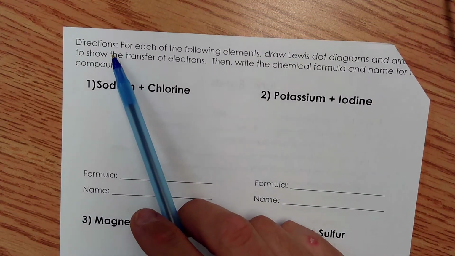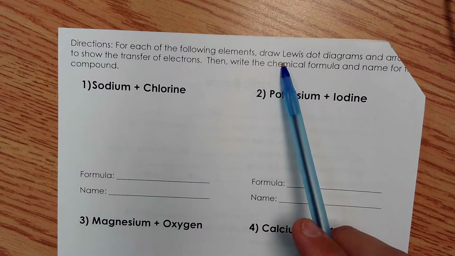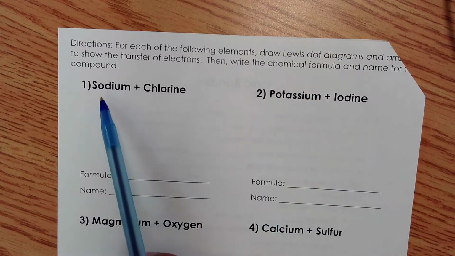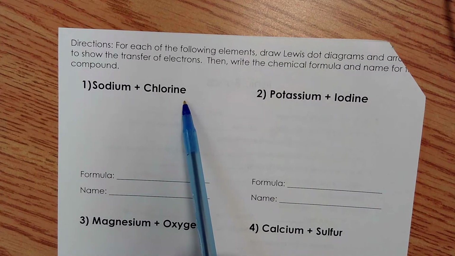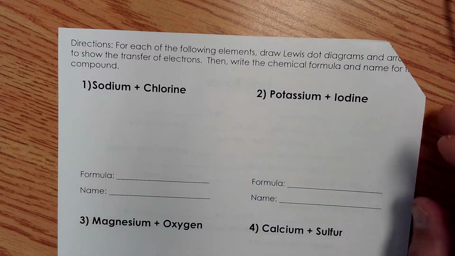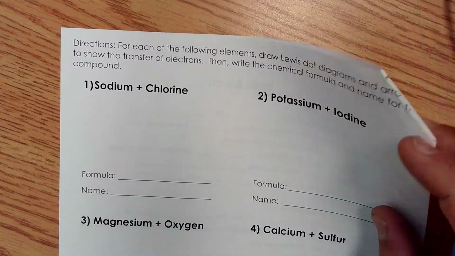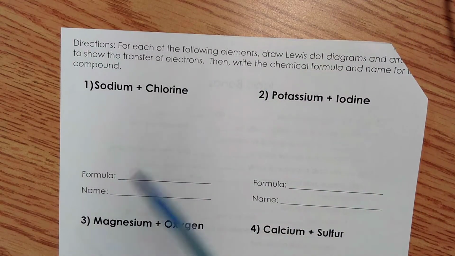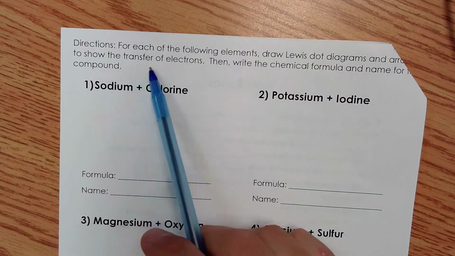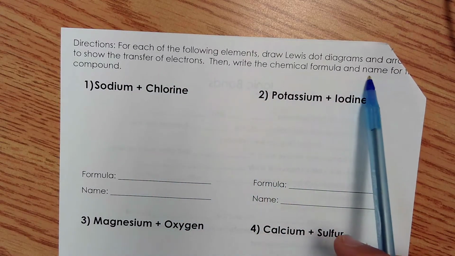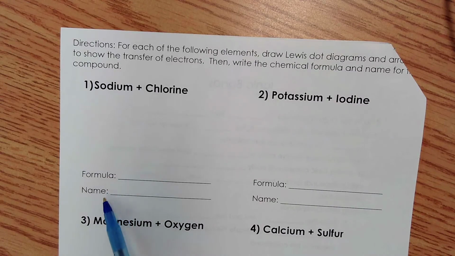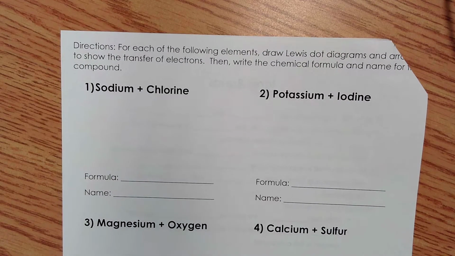Number 1, let's read the directions. It says, for each of the following elements, draw a Lewis dot diagram. So we'll do a Lewis dot for sodium and chlorine. And then we will arrange to show the transfer of electrons. Draw arrows to show the transfer of electrons. And then we'll write the chemical formula and name for the compound, which is here and here. So let's do it for sodium and chlorine, okay?